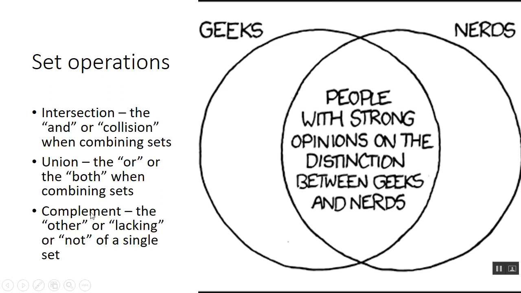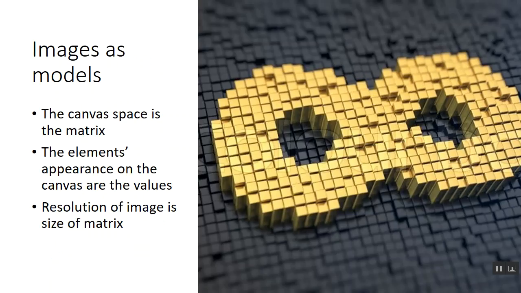The complement is to say the other or the lacking or the not of a single set. So that would be, for example, if there was a set of geeks and a set of nerds, if I said anyone that's not geeks, then that would be everything outside of this circle. So there would be sort of a half crescent moon shaped slice of nerds left when I took out geeks. Okay, so let's talk about images as models.